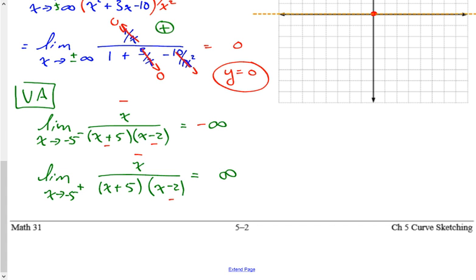And here as I approach negative 5 from the right, it's like negative 4.9 plus 5 is positive. So here we'll approach positive infinity. I would like you to do the left and right hand limits as x approaches 2.